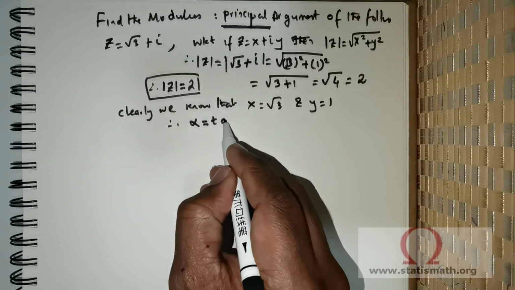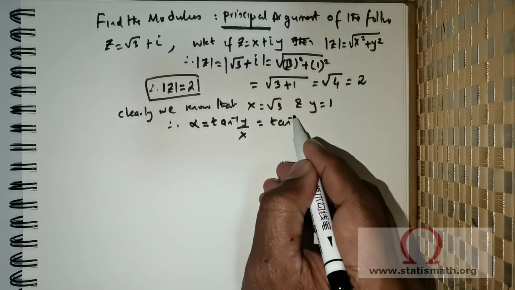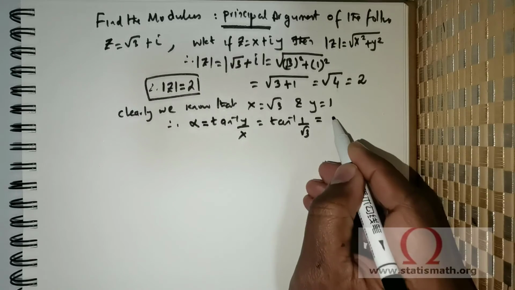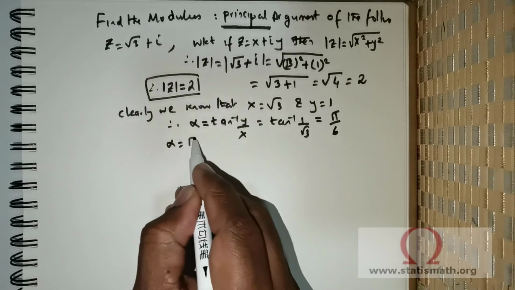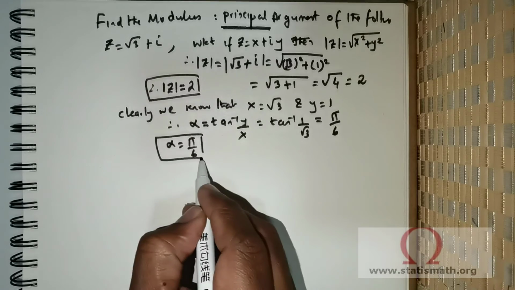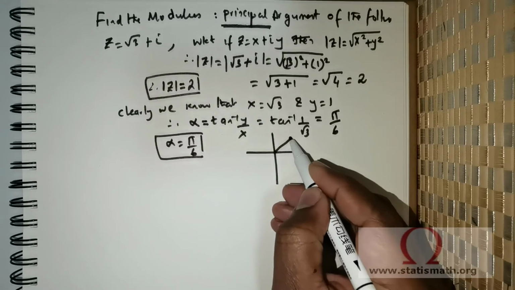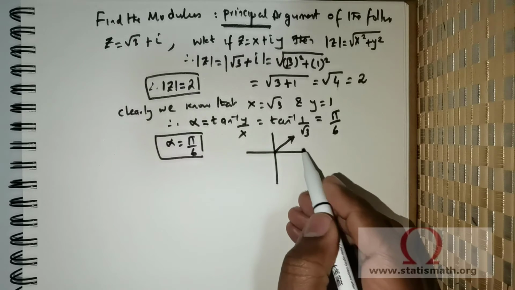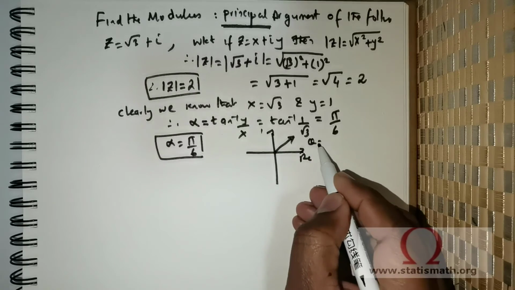So alpha is equal to tan inverse of y divided by x, which is equal to tan inverse of 1 over root 3. Now this value we know to be pi over 6. So alpha is equal to pi over 6. If you were to plot the alpha, alpha would be in the first quadrant. Okay. Now since alpha is in the first quadrant, we know that theta is equal to alpha.